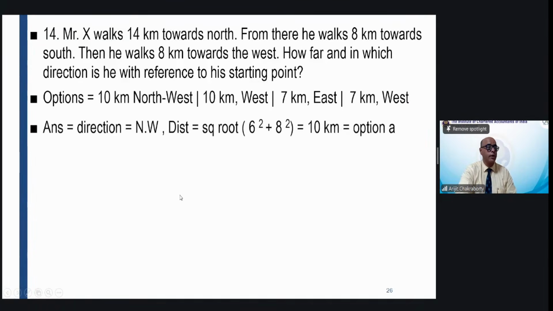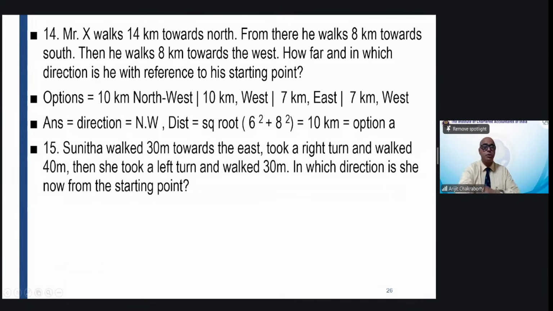This is the reference point. So this is the working out. You can see option A. Question number 14. Lovely question. Option A is the right answer. This question also several people have got it. Yes. Very good. Thank you, Tejaswini.